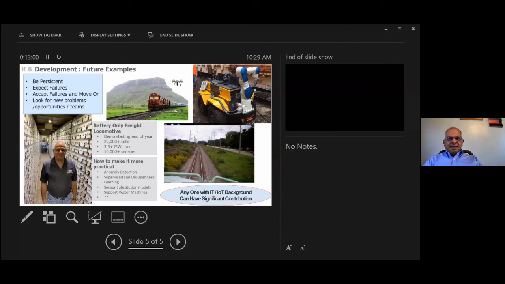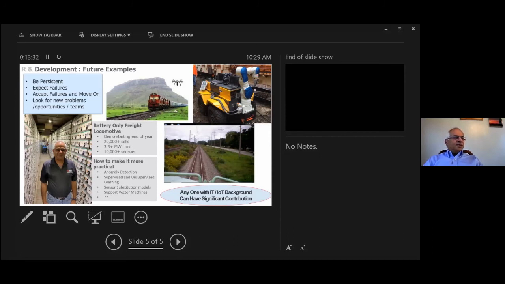It's a 2.4 megawatt-hour battery, a huge battery sitting there. And I expect within the next 10 years, you'll see 10 megawatt-hour locomotives. The demonstration starts next year in California. And it has, as I said, 10,000 plus sensors. The moment you put 10,000 or 20,000 sensors, you can imagine the problem of making it work reliably.